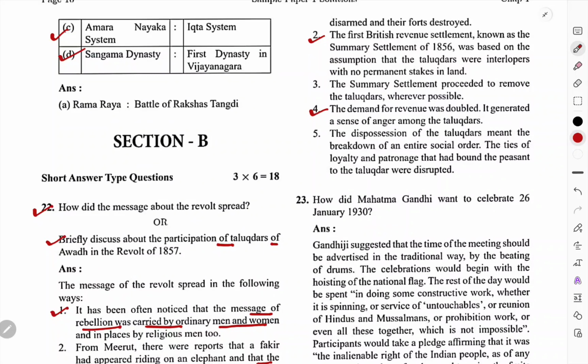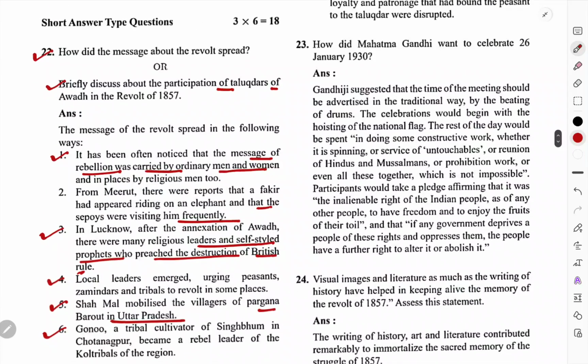It generated a sense of anger among the Talukdars. The dispossession of the Talukdars meant the breakdown of the entire social order. The ties of loyalty and patronage that had bound the peasants to the Talukdars were disrupted.